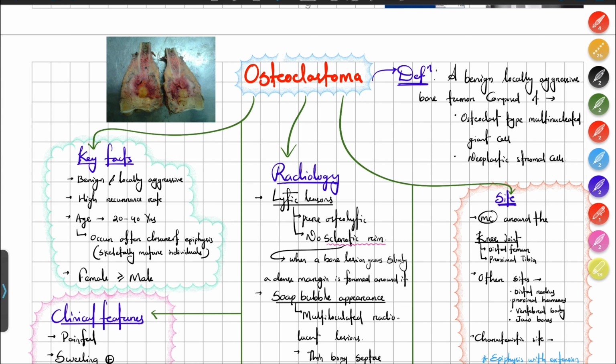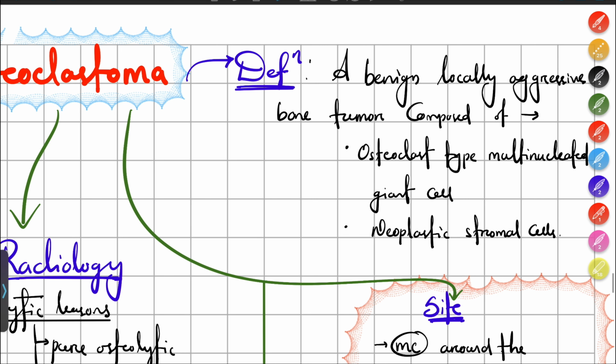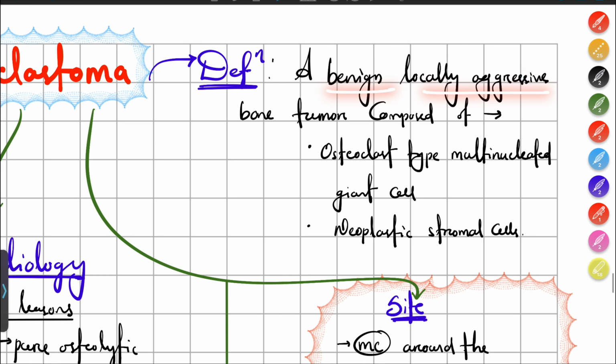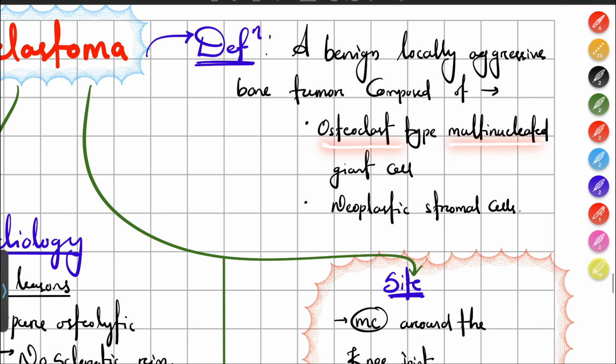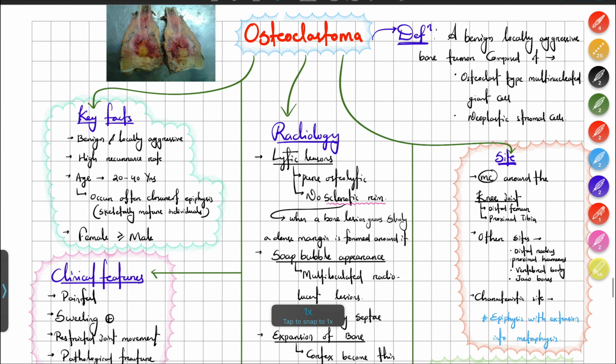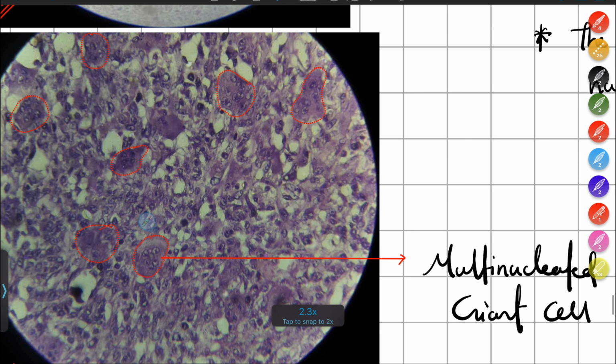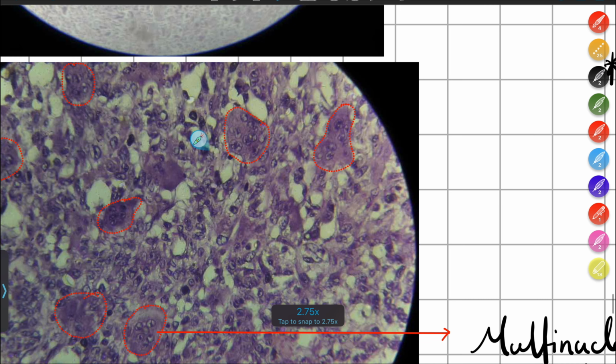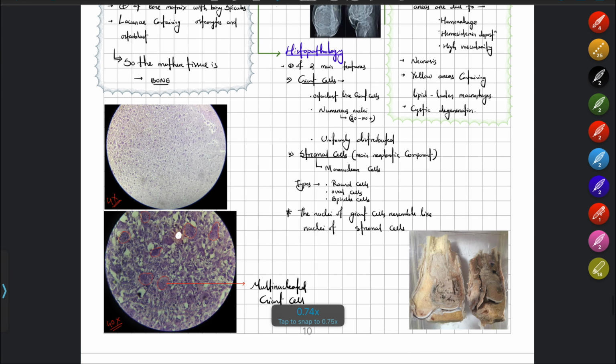So let's start the video. So what is osteoclastoma? It is a benign, locally aggressive bone tumor composed of osteoclast type multinucleated giant cells and neoplastic stromal cells. In this image, you can see these are the osteoclast-like multinucleated giant cells, and these are the neoplastic stromal cells.